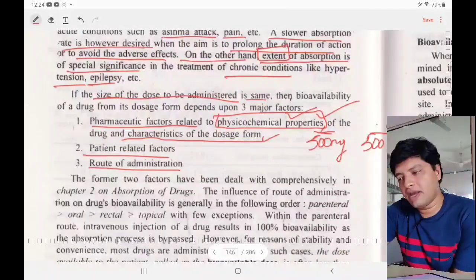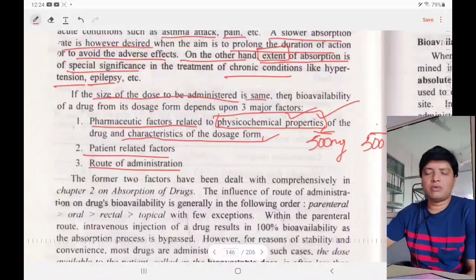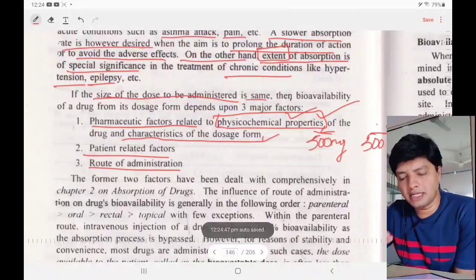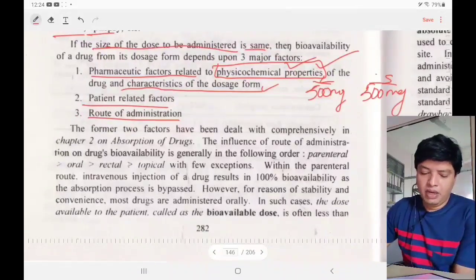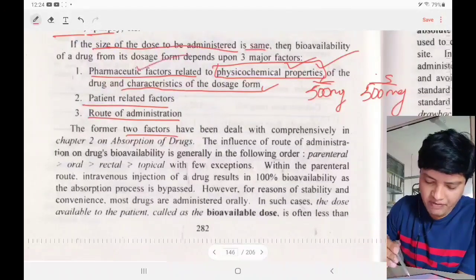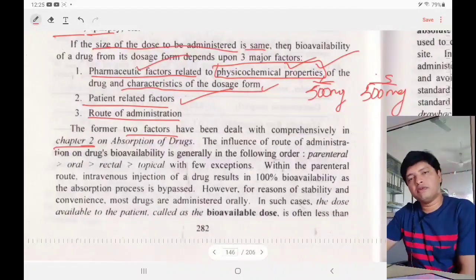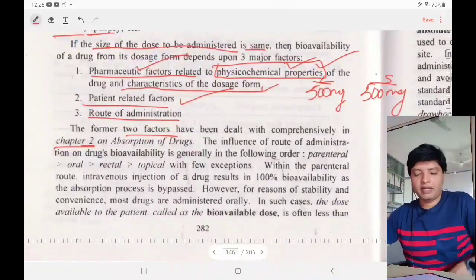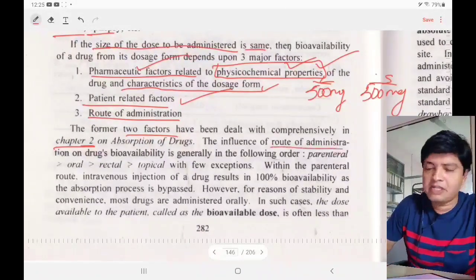We have other routes, like a tablet, on the skin, or orally, etc. Through the other routes, the absorption or the bioavailability will be less compared to the IV route. That is what route of administration is saying. So this topic covers the pharmaceutical factor and the patient related factor, which are explained in chapter 2. We will deal with those later, when I teach chapter 2, because I am dealing with this chapter now. I will be explaining here the influence of route of administration.